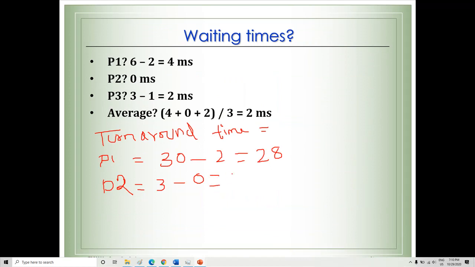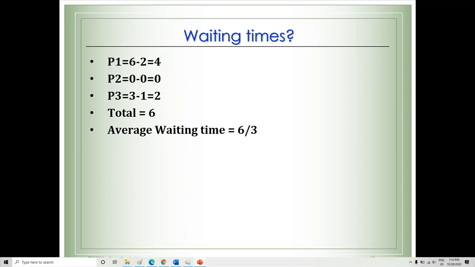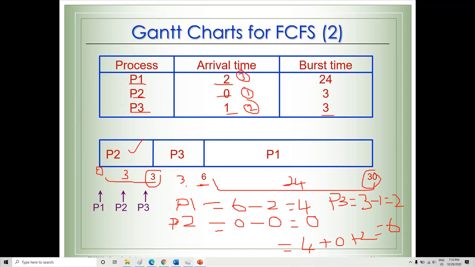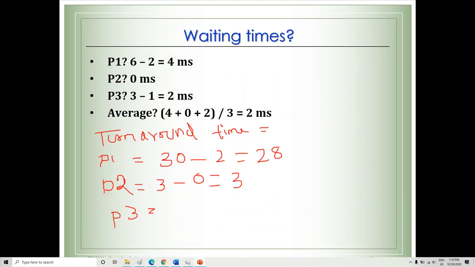So 3 minus 0 is 3, and process 3's turnaround time is, it is finishing its task at 6 millisecond, getting terminated at 6 millisecond. Its arrival time is 1. So 6 minus 1 is 5. So please understand, process 1 turnaround time is 28 millisecond.